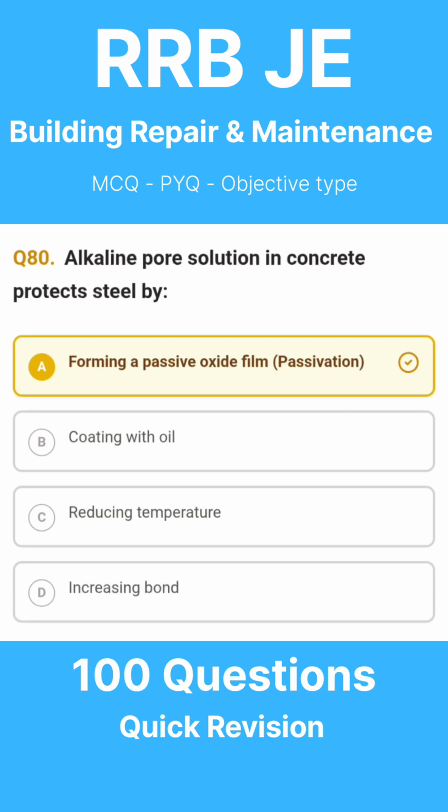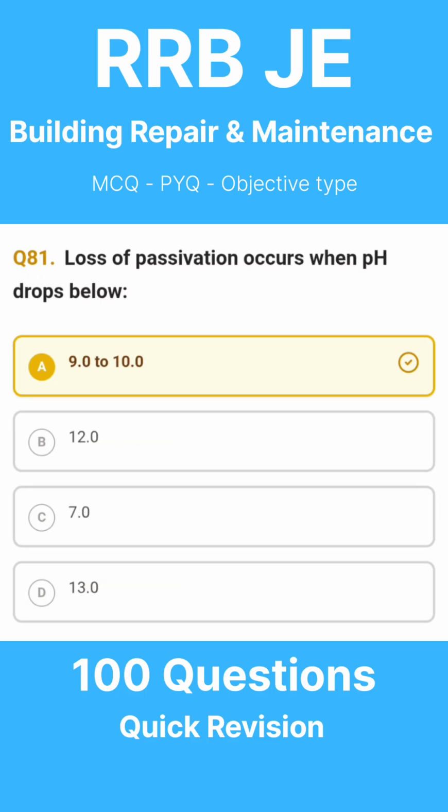Question 80. Alkaline pore solution in concrete protects steel by. The correct answer is forming a passive oxide film (passivation). Question 81. Loss of passivation occurs when pH drops below. The correct answer is 9.0 to 10.0.